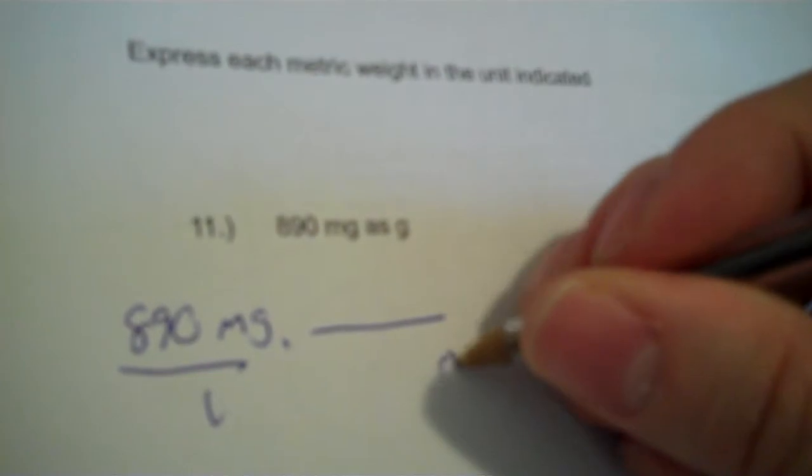Okay, express each metric weight in the unit indicated. So there's your table you'll need. 890 milligrams is grams. Okay, g and mg. Okay, 1,000 mg, 1 g. 890 over 1,000. So you divide them, it's 0.89.